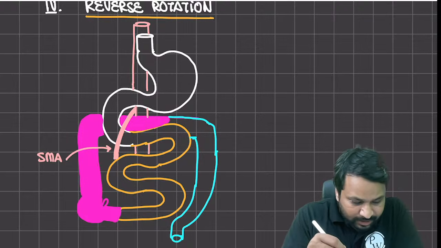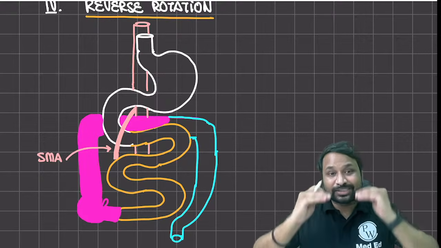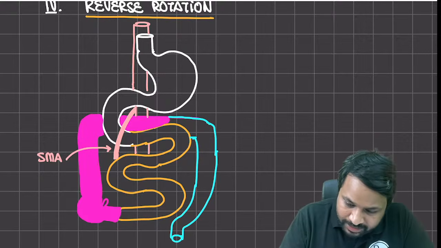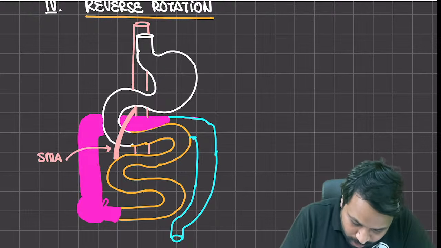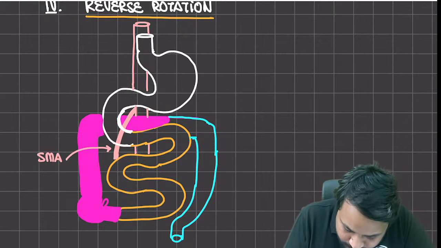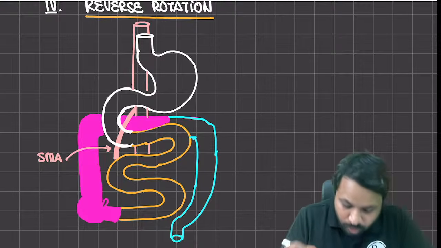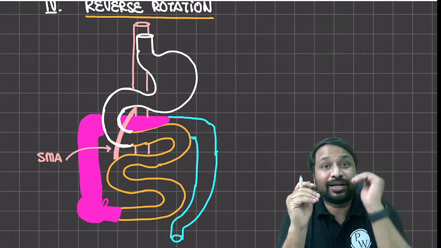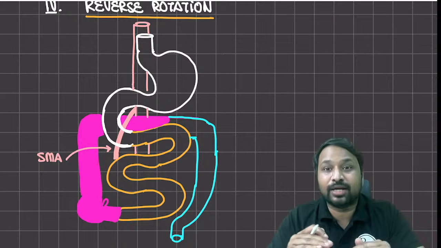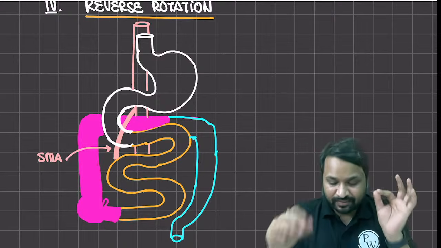Okay. Now another interesting thing that you will notice here, as the duodenum is moving on top in reverse rotation, what will happen? The duodenum has come up, so now this duodenum will come above the superior mesenteric artery. In general, you will see that the superior mesenteric artery goes above the duodenum. Here it goes under the duodenum, but it goes over the transverse colon. That's the very, very important factual point.